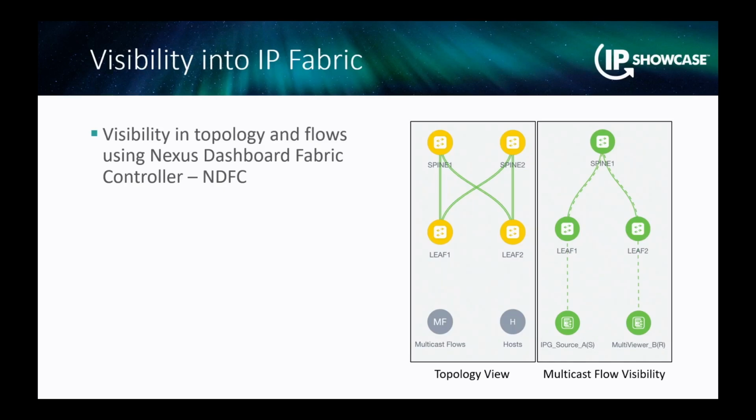So in the picture on the left, you see topology view. There are two spines, two leaves, and some set of multicast flows and hosts present in the network. And on the right diagram, you see multicast flow visibility. You see who is the sender, the device on the left, and then the multiviewer, which is the receiver.